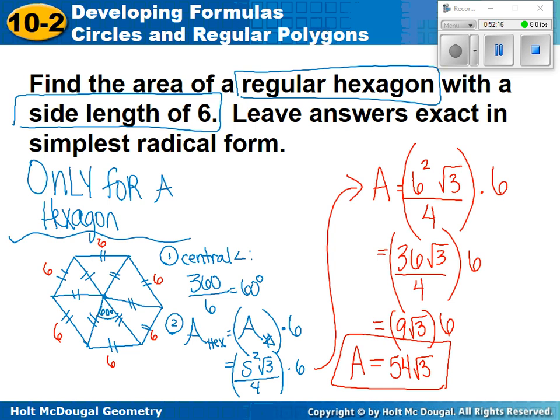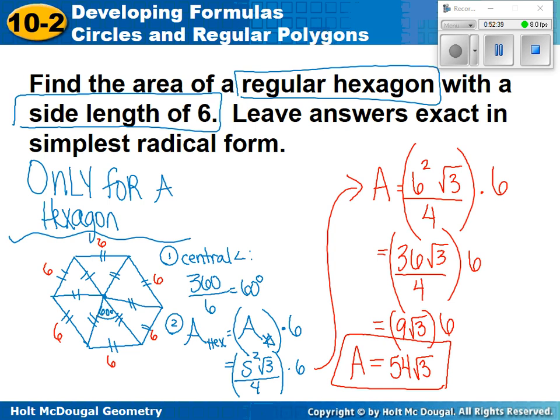1/2 AP. Lowercase a, capital P, apothem times perimeter. So you need to find two things to find the area. You need the apothem and you need the perimeter. In our picture, we have a hexagon. We know the side length of the hexagon. What's the side length again? 6. So we know that since it's regular, every side is 6.